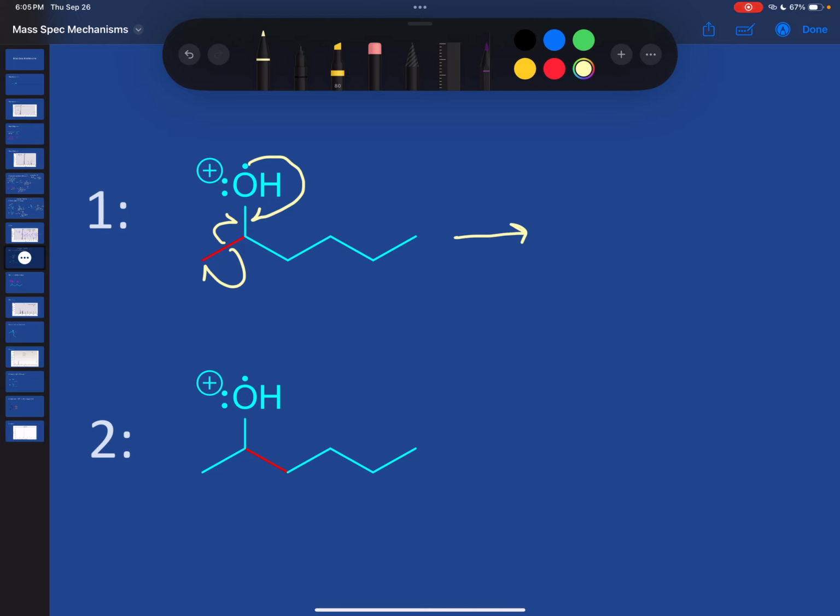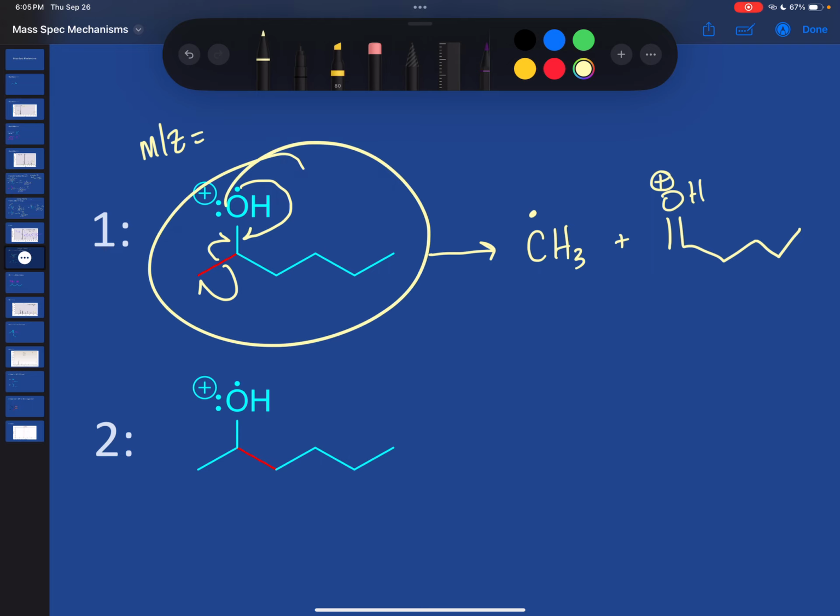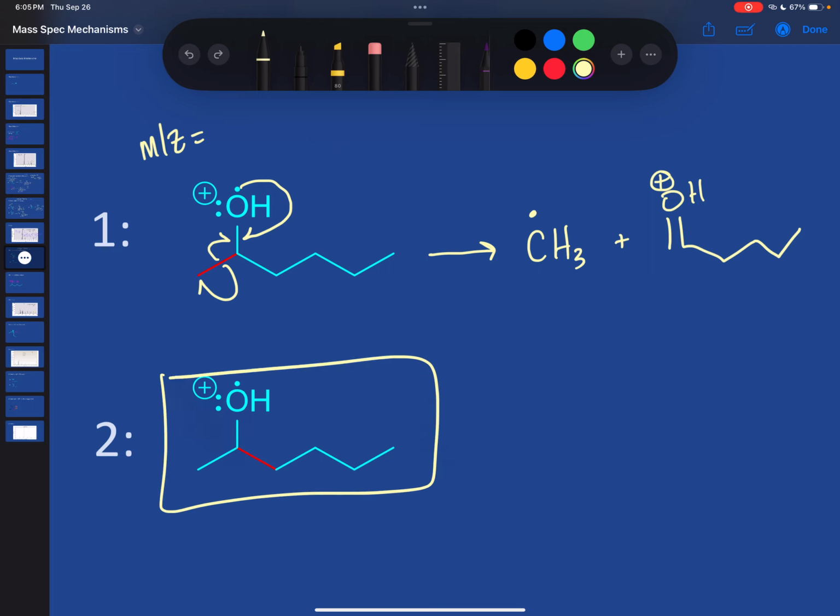So the first thing we're going to form is our methyl radical. And then we're going to have our cation species where that oxygen is positive. And then I'm going to have my carbon chain. Oh, I skipped a step. I was super focused on this in the previous video. We forgot to look at the molecular ion mass to charge ratio. So that would have been the mass of this entire thing. Let's look at this one since it doesn't have arrows drawn all over it.